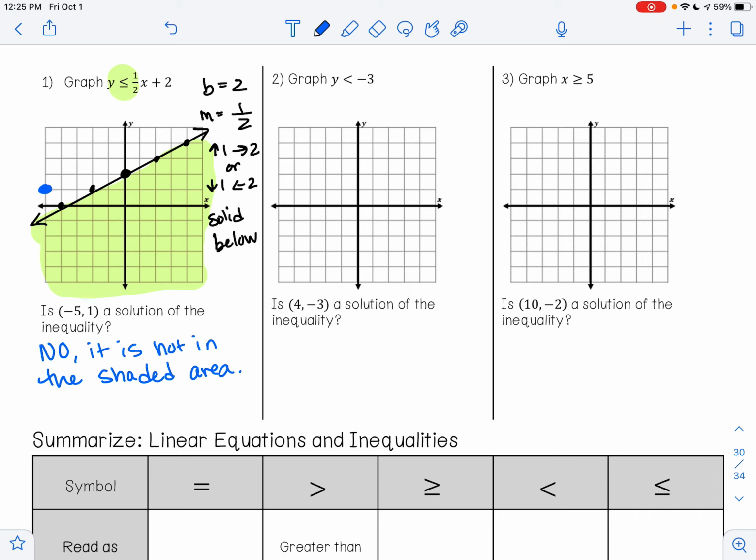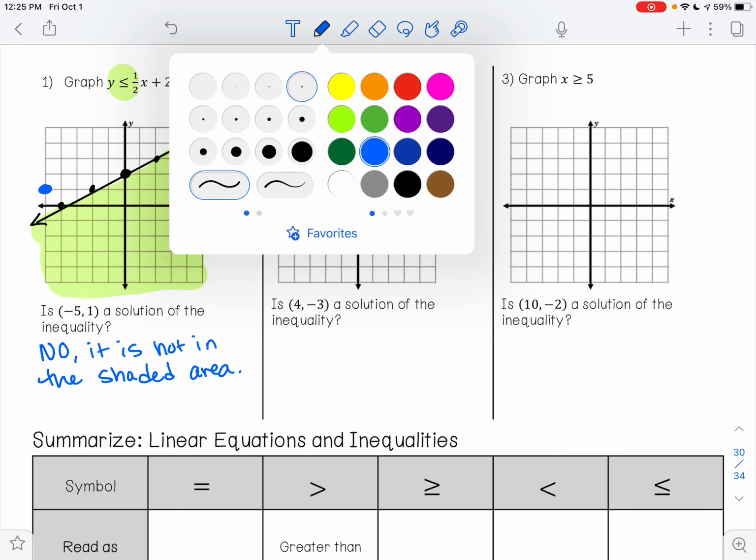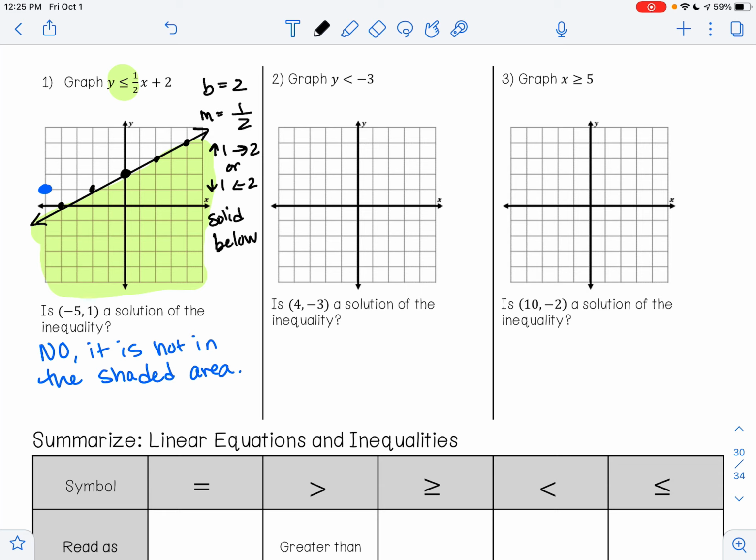On example 2, it says graph y is less than -3. Here I have y and no x. This means that I have a horizontal line. So y equals -3 right here. This is going to be a dashed line because it is not equal to. And I want everything that's less than -3, so I need to shade below. So that's going to be down here.